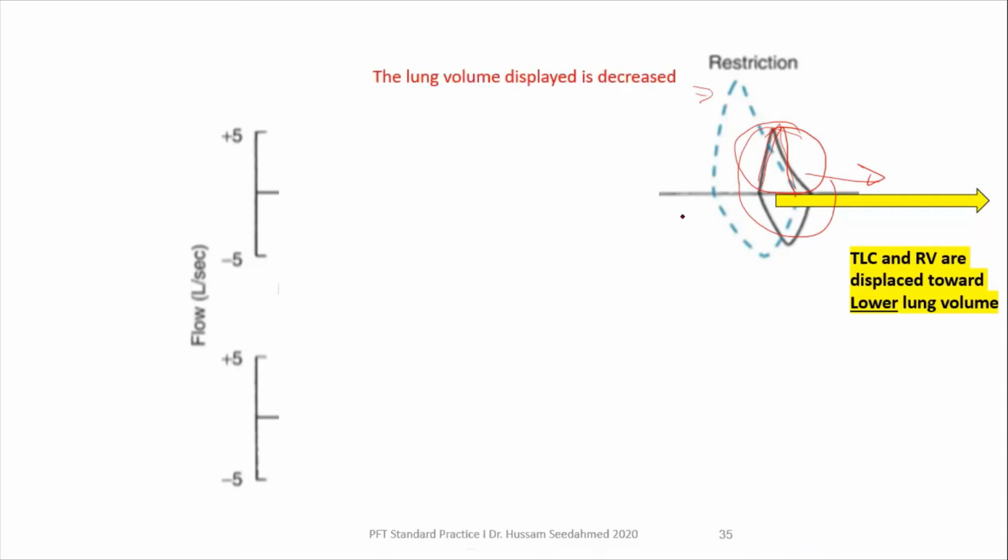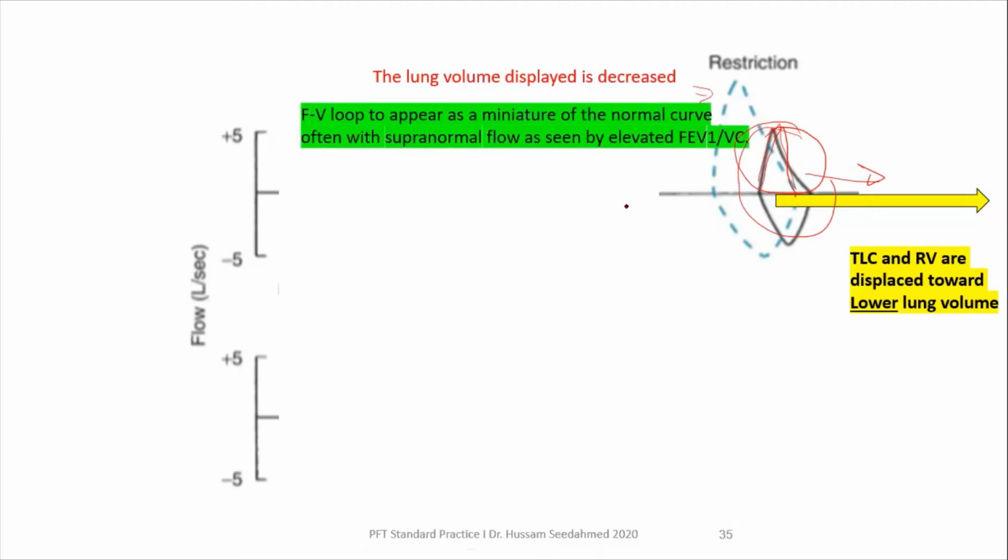So the lung volume is decreased, in miniature, وقلنا it is displaced toward lower lung volumes. So the flow volume loop appears as a miniature of the normal curve with supranormal flow. اللي هي supranormal الفلو بيكون زايد فعشان كده بيكون بيديني الشكل ده like this. The flow is steep. ليه؟ لأن elasticity عالية. The elasticity is high.